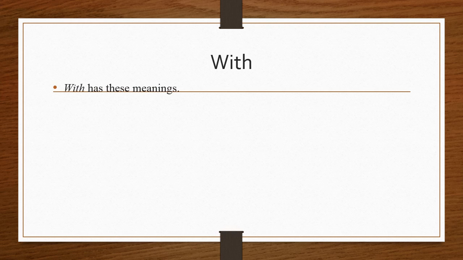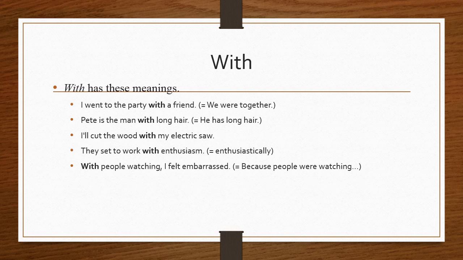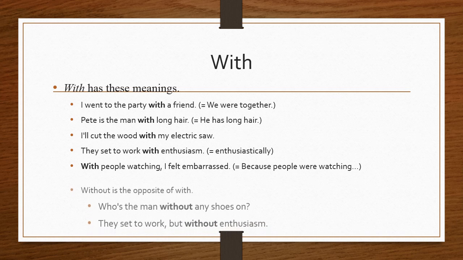Now let's look at the usage of with. With has the following meanings. I went to the party with a friend. That means we are together. Pete is the man with long hair. That means he has long hair. I'll cut the wood with my electric saw. They set to work with enthusiasm. With people watching, I felt embarrassed because people were watching.